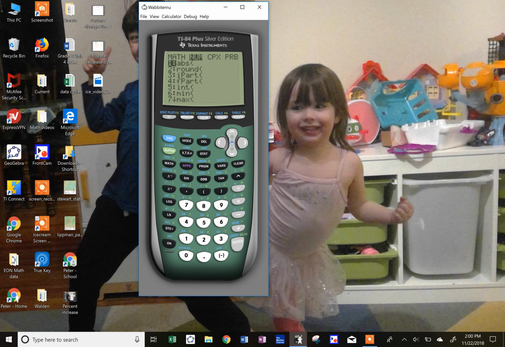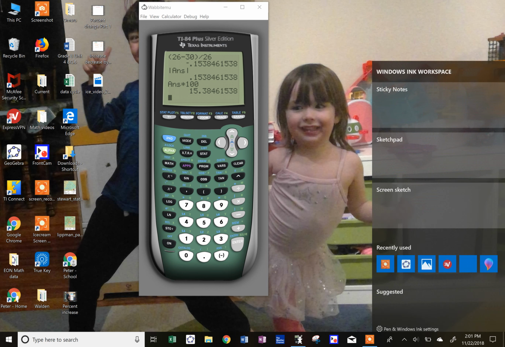Now remember, I said you have to use the absolute value. It's kind of silly doing this, but I'm going to do it anyway, because I want you to know something. You'll see it comes out to be the positive value of what we initially had. When I multiply by 100, that gives us the percent, so it's approximately 15.4. So I was off by 15.4%.